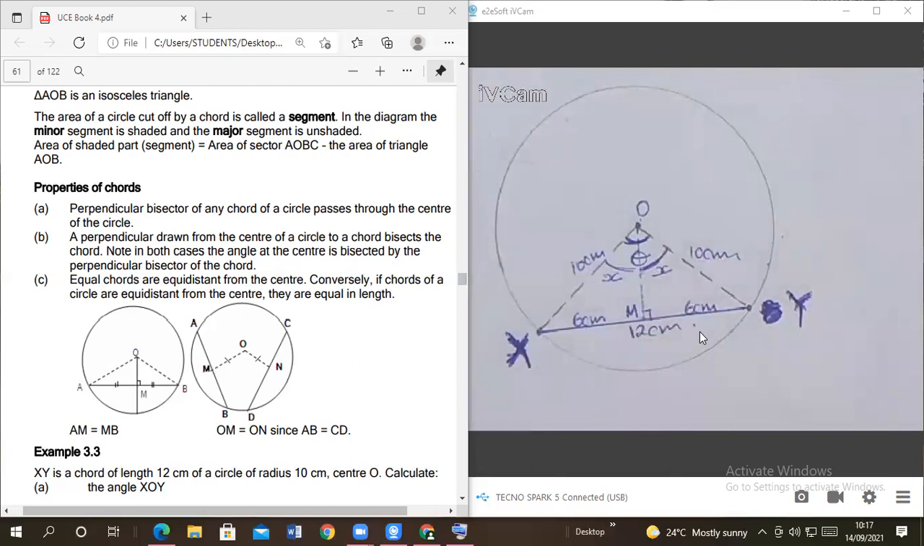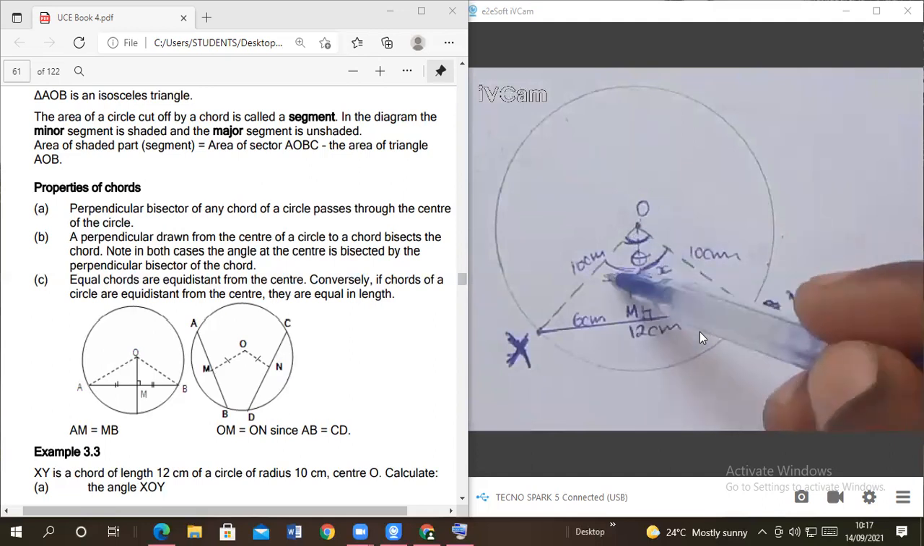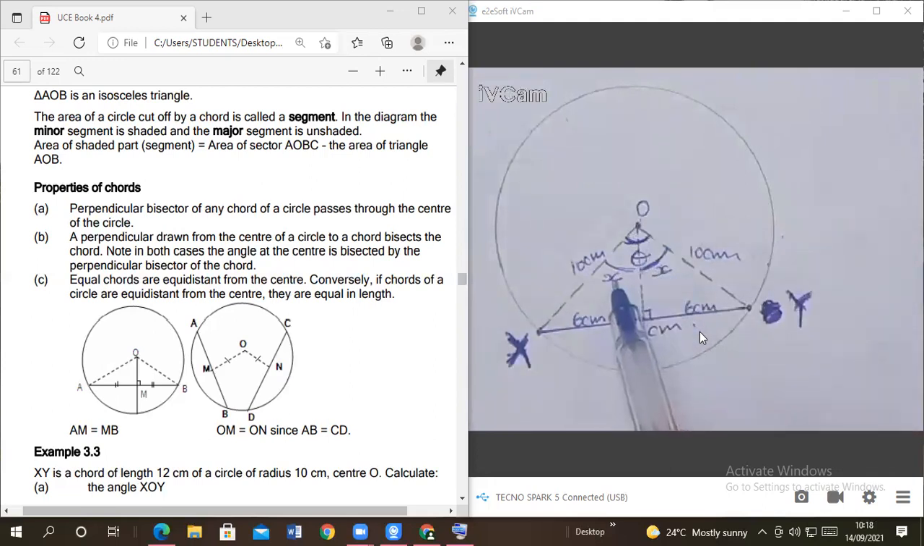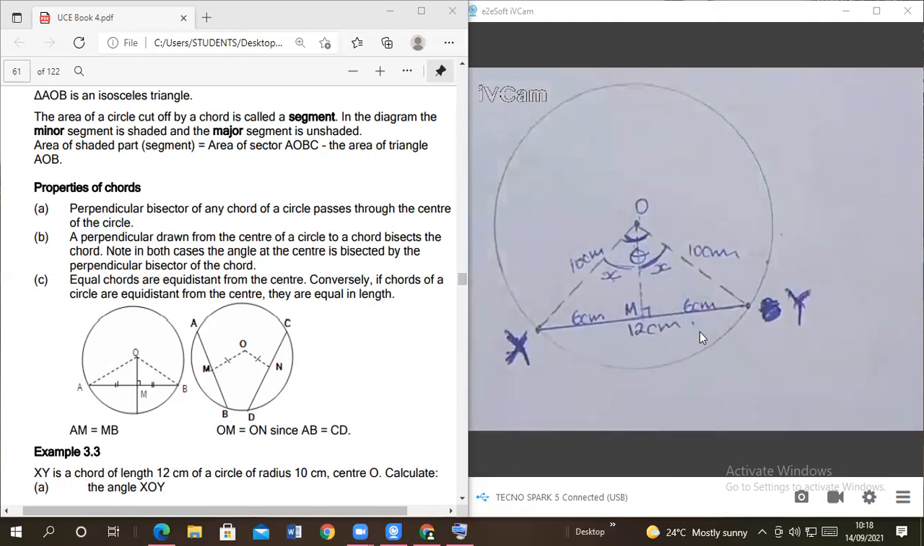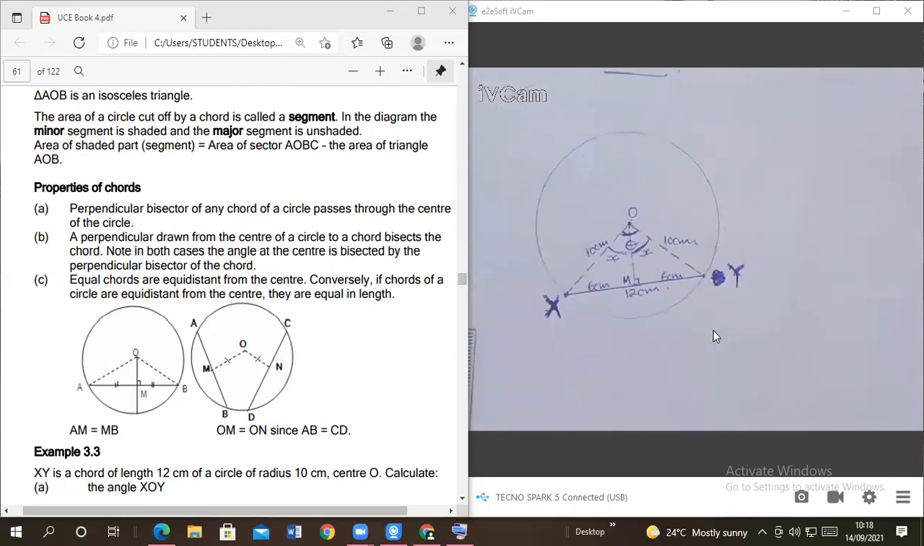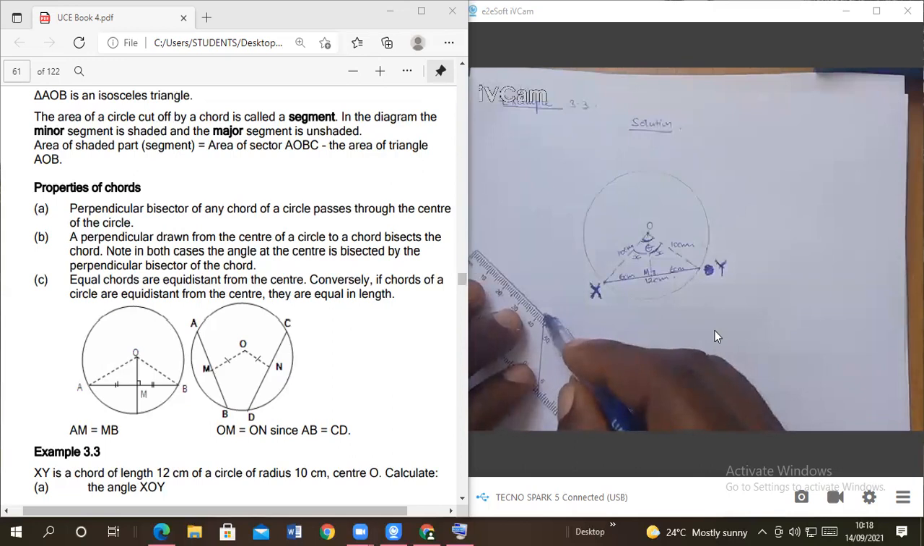It is also X because this bisector divides this angle theta into two. So if this is, maybe, 12, then this one is also 12. If this is X, then this one is also X, such that if we add this X plus this X, we shall get theta. Okay, so let us draw that right angled triangle and find the angle theta.